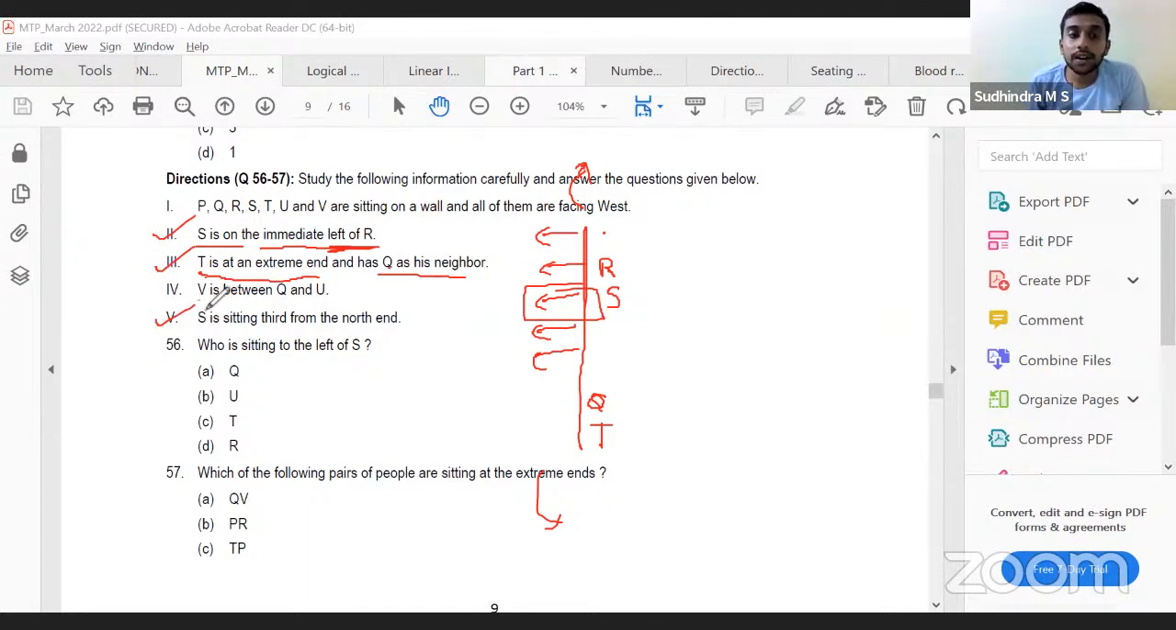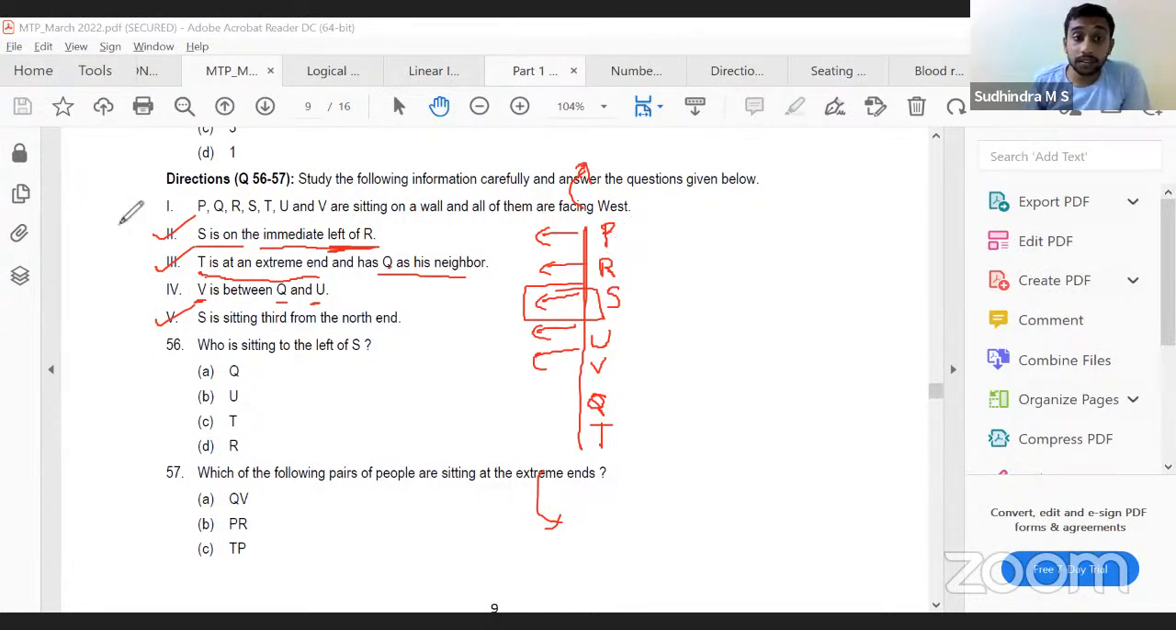Then they are saying V is between Q and U. So Q is here. Between Q and U, V is sitting. So obviously V will sit here, U will sit here. Now we are left with P. Where will P sit? On the top, the other extreme. Correct? Clear with the arrangement? Yes, sir. This is how we have to approach seating arrangement problems.